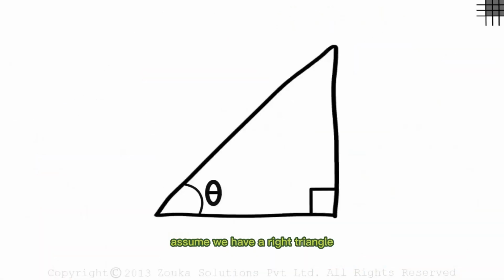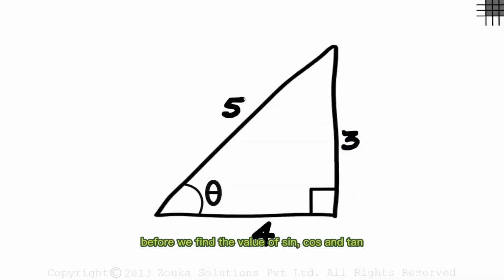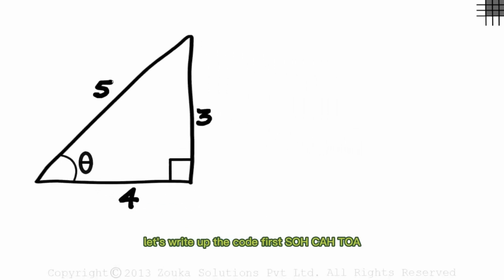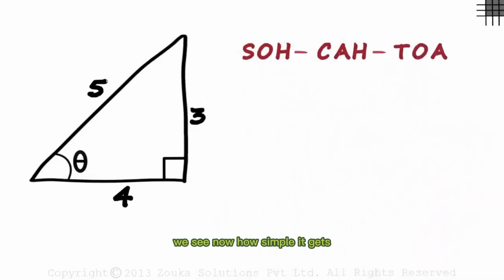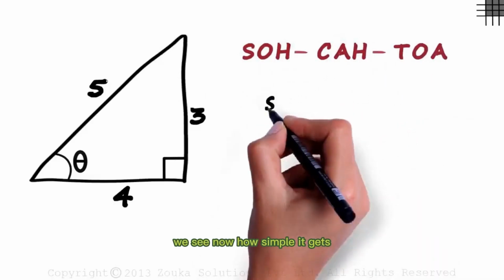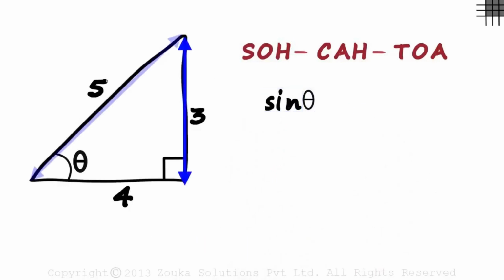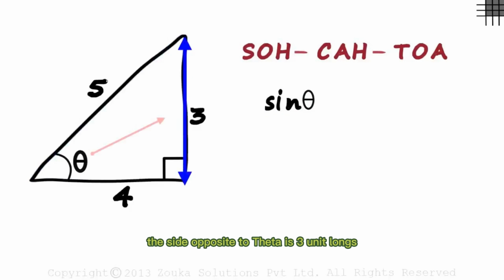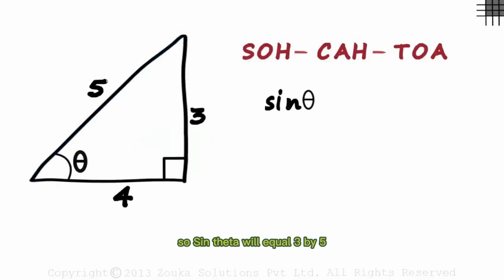Assume we have a right triangle with the lengths 3, 4, and 5 units. Before we find the values of sine, cos, and tan, let's write up the code first, SOHCAHTOA. We see now how simple it gets. Let's find sine theta first. Sine is SOH. It means opposite by hypotenuse. The side opposite to theta is 3 units long and the hypotenuse is 5 units long. So sine theta equals 3 by 5.